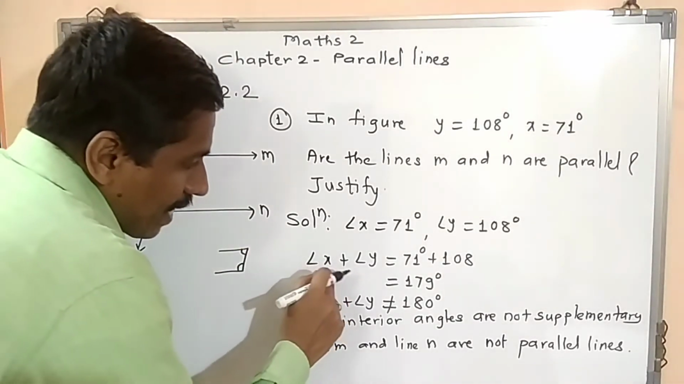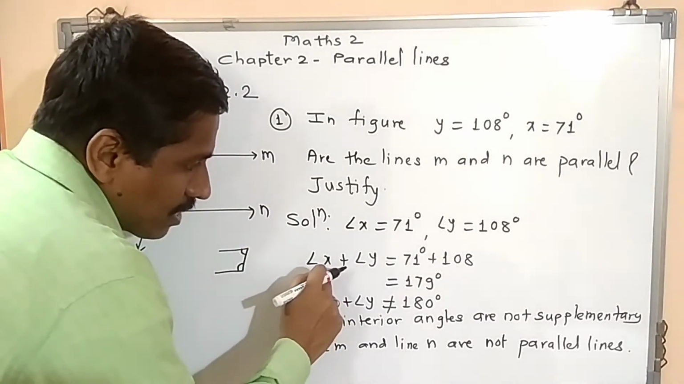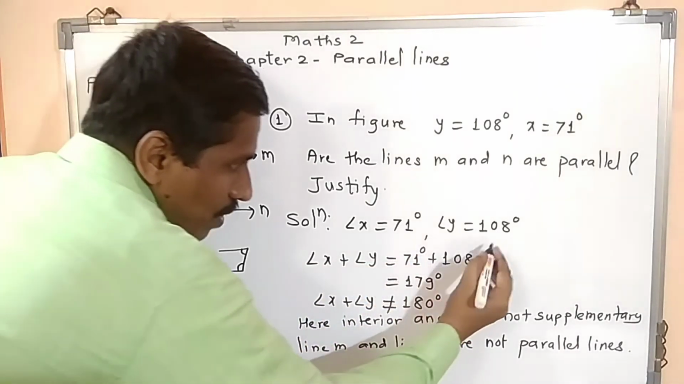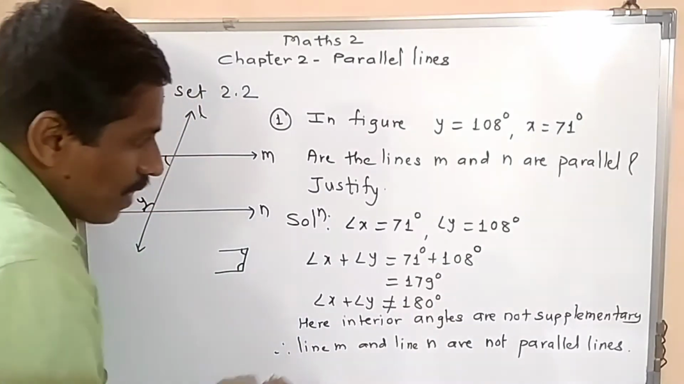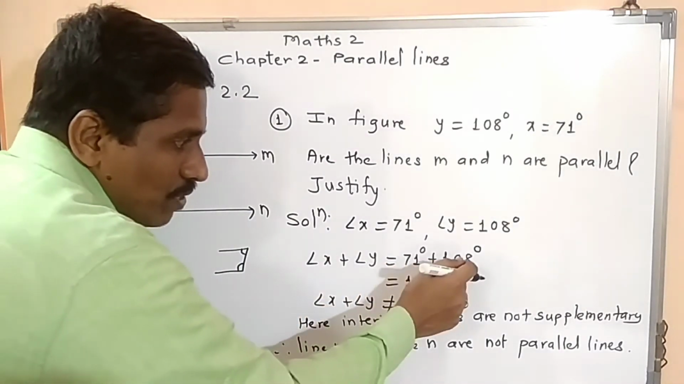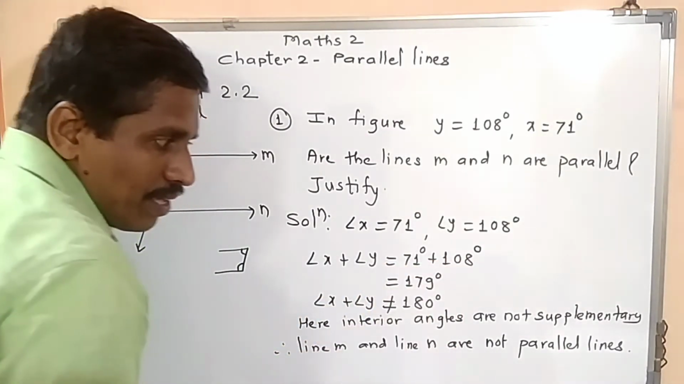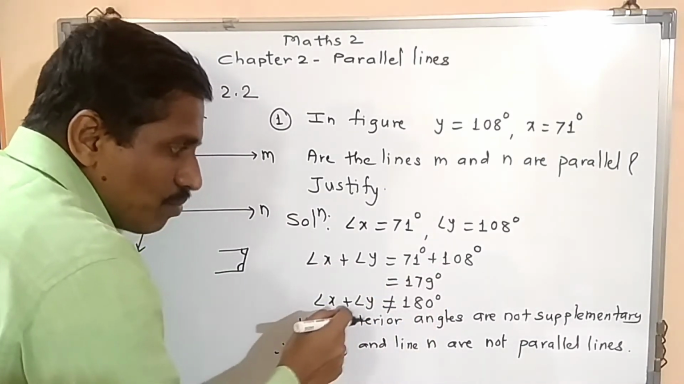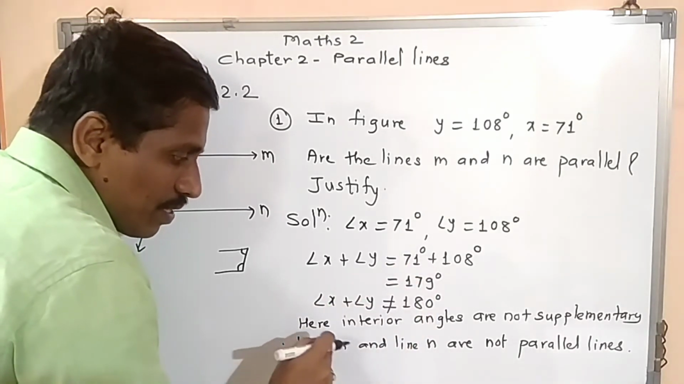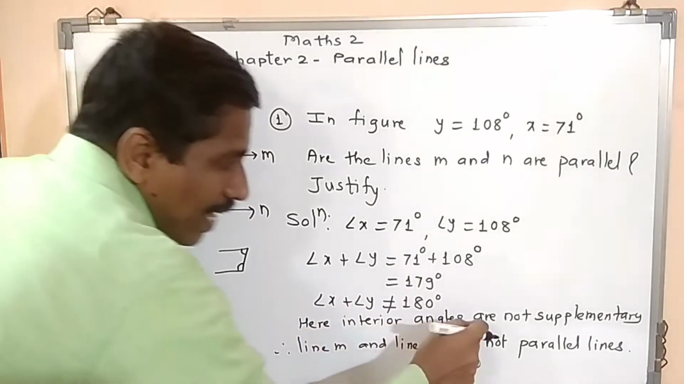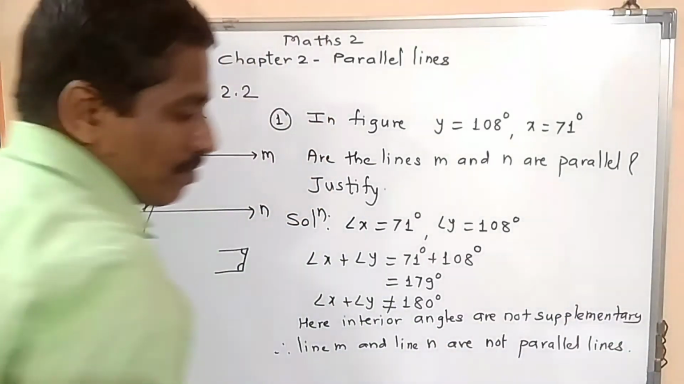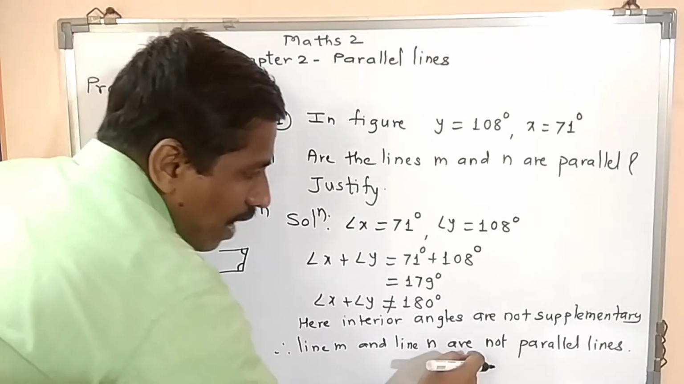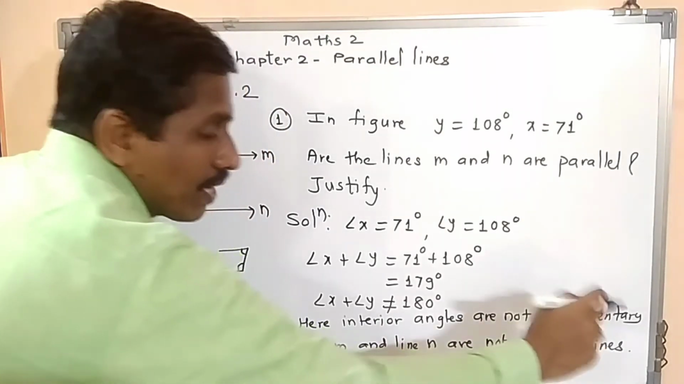So, I will add angle X and angle Y. Angle X plus angle Y is equal to 71 degrees plus 108 degrees. This one is given. Addition of 71 and 108 is 179. Therefore, angle X plus angle Y is 179, which is not 180 degrees. Here, interior angles are not supplementary, and therefore line M and line N are not parallel lines.